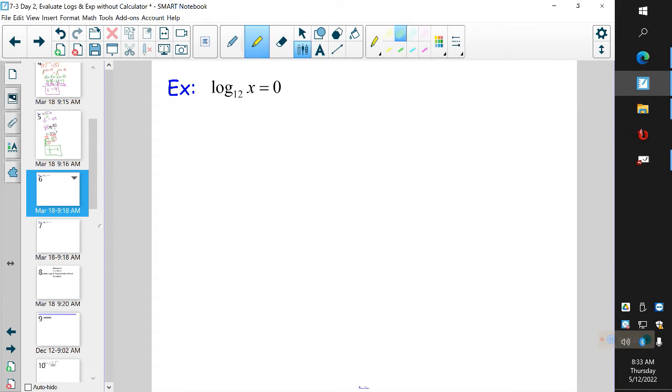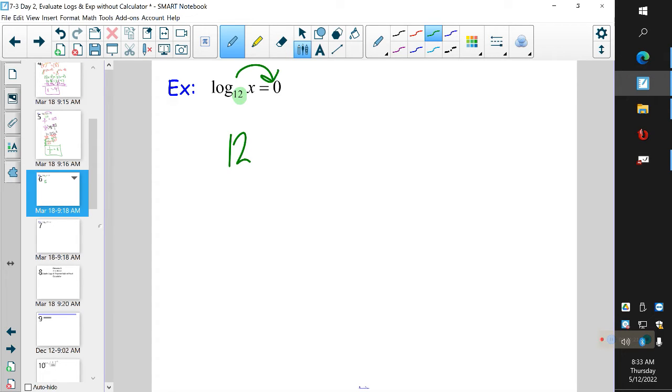Okay, same thing. This is a logarithm. My base is 12, so the base of my exponent will be 12. Look across the equal sign. That gives me 0, and it's equal to x. What is anything to the power of 0? It is always and forever 1, so you are done.